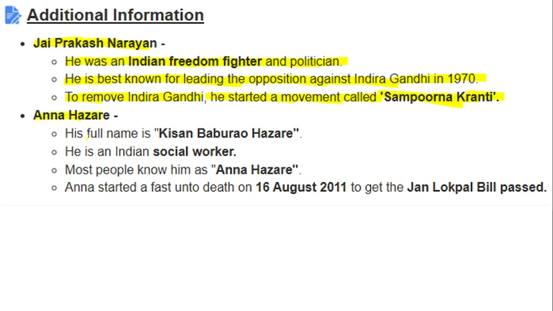Anna Hazare. Anna Hazare, his full name is Kisan Baburao Hazare. Anna Hazare is an Indian social worker. Most people know him as Anna Hazare. Anna started a fast unto death on 16 August 2011 to get the Jan Lokpal bill passed.